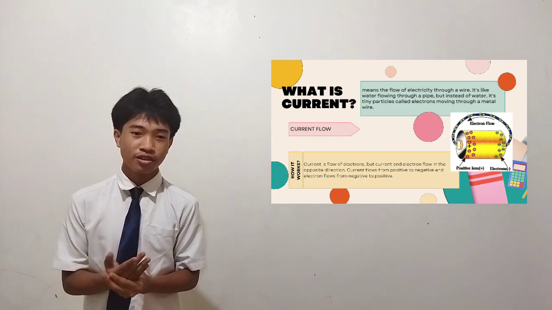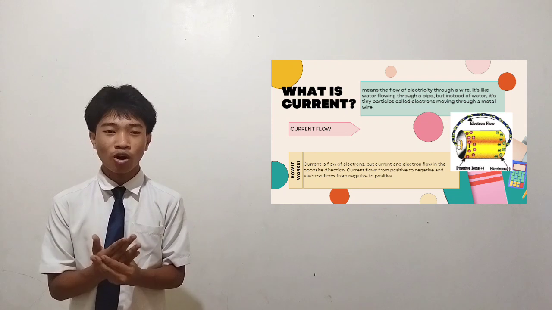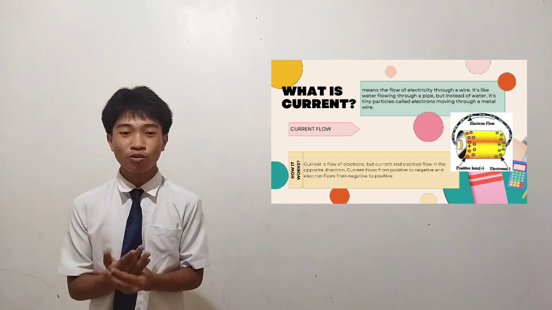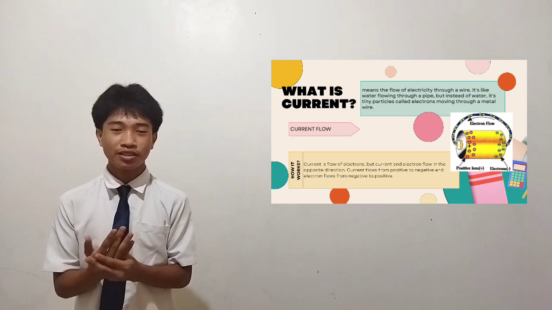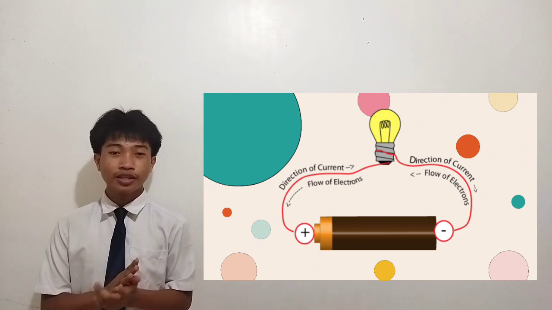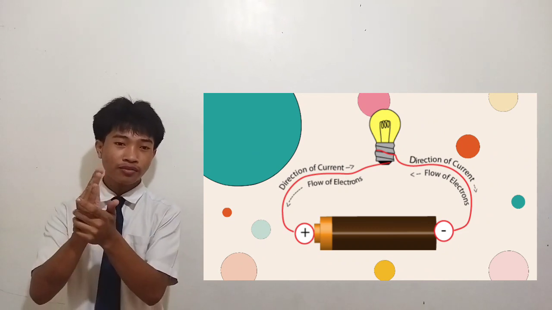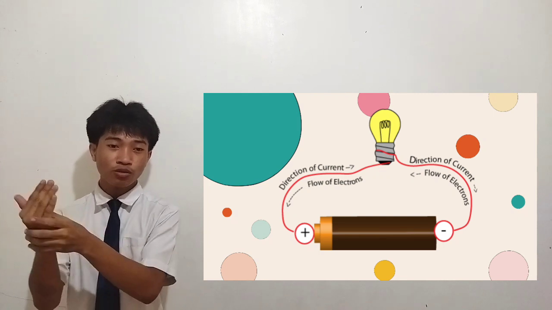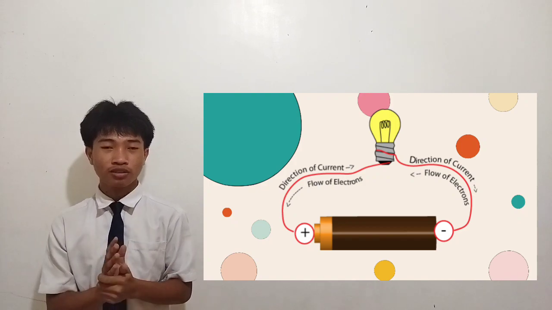So how does it work? Current is the flow of electrons, but current and electron flow are in opposite directions. Current flows from positive to negative, and electrons flow from negative to positive. So this is an example of the direction of current. The electrons flow into a bulb, and after that, the electrons flow into the positive, which means the ions. So that's how the bulb works.